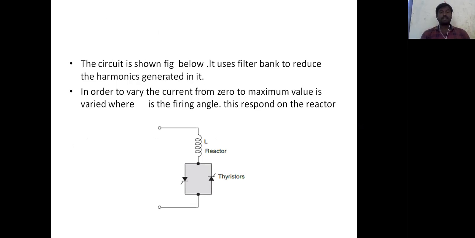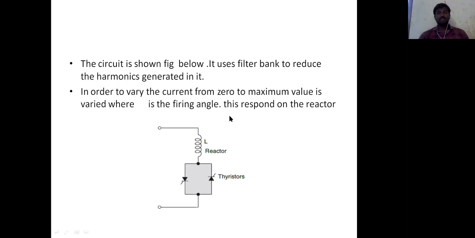It is the filter bank. Here we additionally use the filter bank to reduce the harmonics generated. The filter banks are used to reduce the harmonics generated in order to vary the current from zero to maximum value, where alpha is the firing angle. This responds on the reactor.